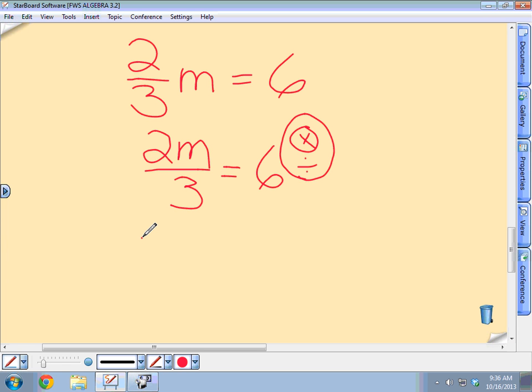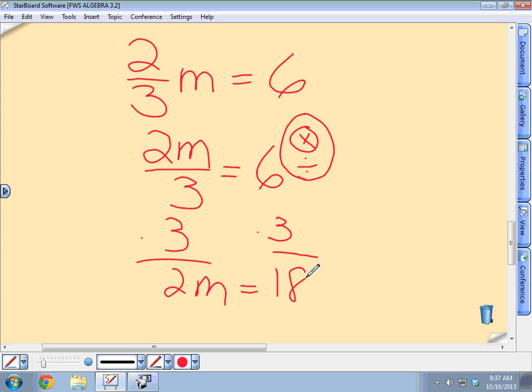What number am I going to multiply by to get rid of my division? See here, I'm dividing by 3. What am I going to multiply by to get rid of that? 3. I'm going to do the same number. So to get rid of division by 3, I just multiply by 3. And that will get rid of that division by 3 and just leave me 2m equals 18, because 3 times 6 is 18.